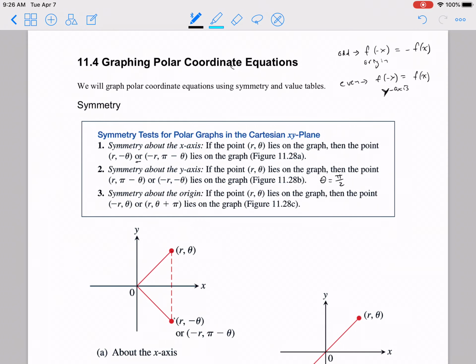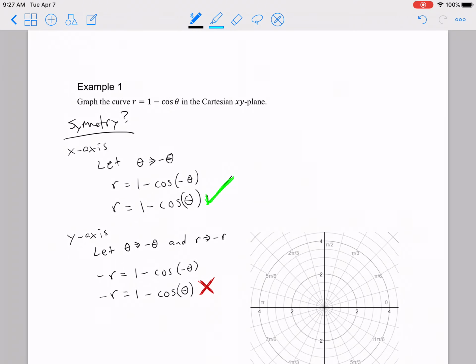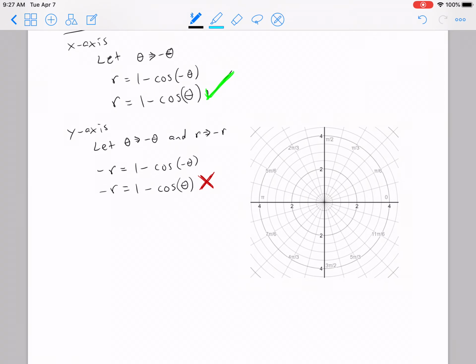And we can even try the other symmetry over here, which was letting it be r, and then theta becomes pi minus theta. So if you want to try that, we can let theta become pi minus theta, and we get r equals 1 minus cosine of pi minus theta.